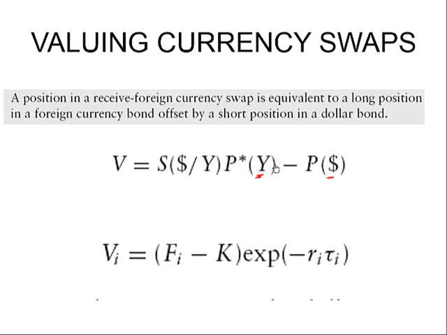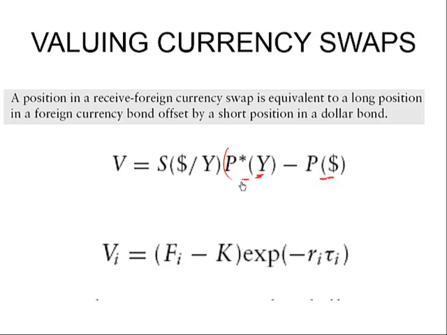If you receive foreign currency, or receive yen, then you are long a foreign currency bond and short a dollar bond. All you need to do is to compute the value of the swap. It is the value of the yen bond minus the value of the dollar bond. To compute the value of the yen bond, you will need the yen spot rate curve or interest rates in Japan, because you are paying in Japanese yen. To value the dollar bond, you will need the dollar spot rates or the dollar rates to discount, because you're paying in dollars.